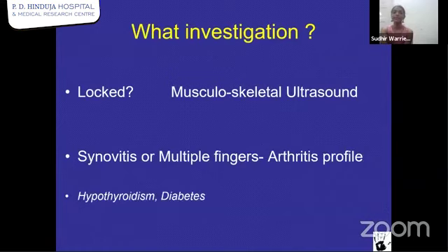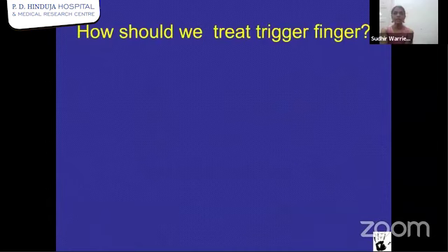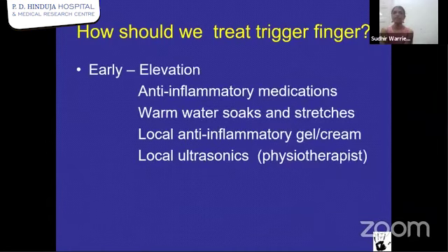Many a time this condition is associated with conditions like hypothyroidism or diabetes. So get a blood workup done to find the blood sugar levels and the thyroid profile. Now, how do we go about treating trigger finger? Suppose it's an early presentation, the patient has a very short history of symptoms. We can treat it initially by elevation to reduce the edema in the fingers or under the A1 pulley.